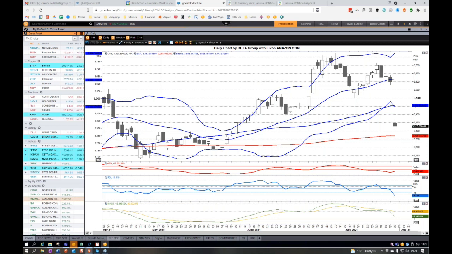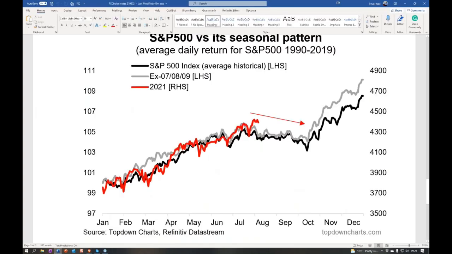Now, I want to show you something. I hope I can show you this. Dan, can you see a graph now of S&P versus its seasonal pattern? Yes, I can. Okay. Now, let me just tell you what we've got here.